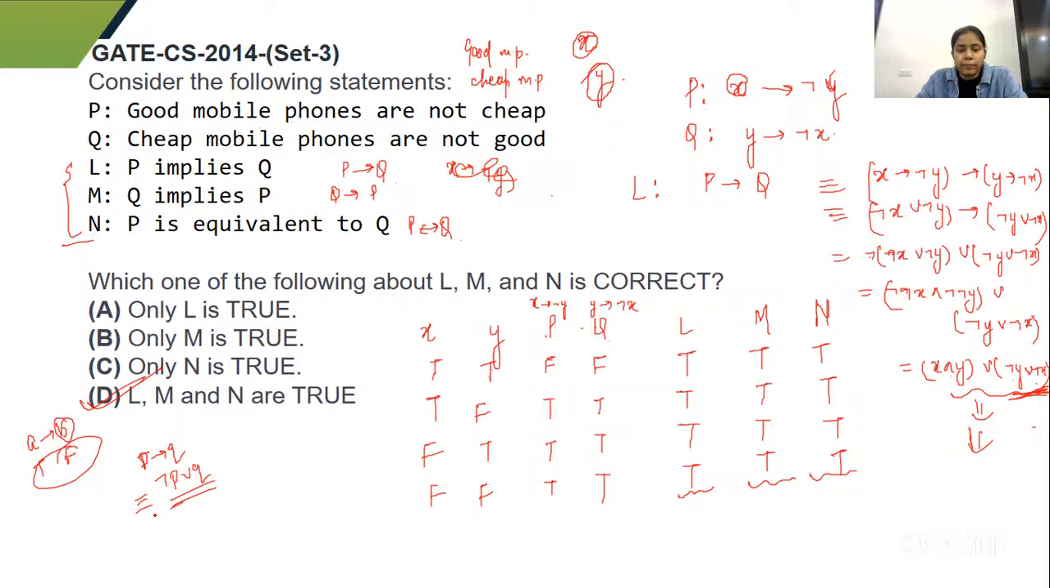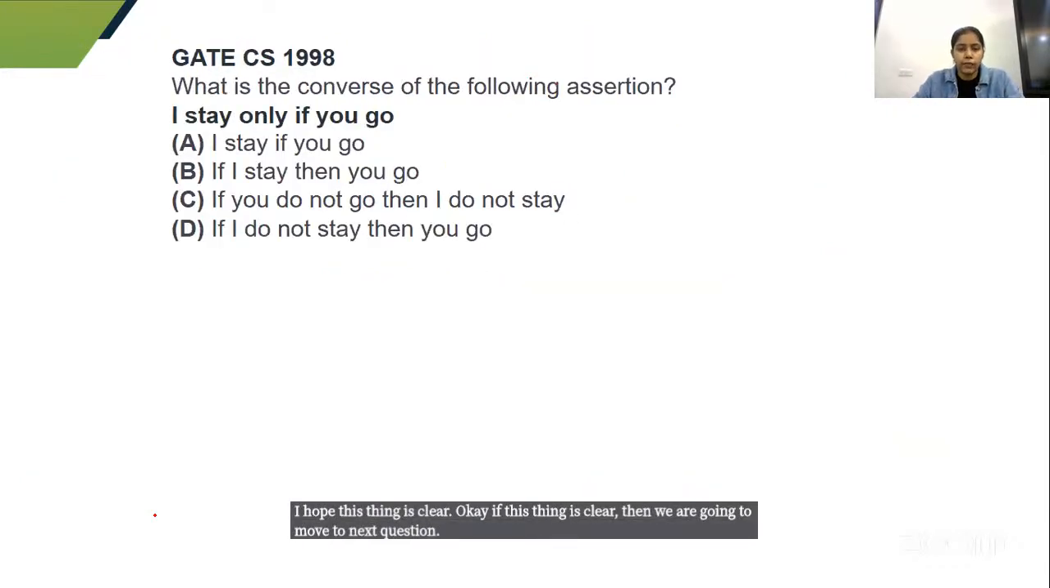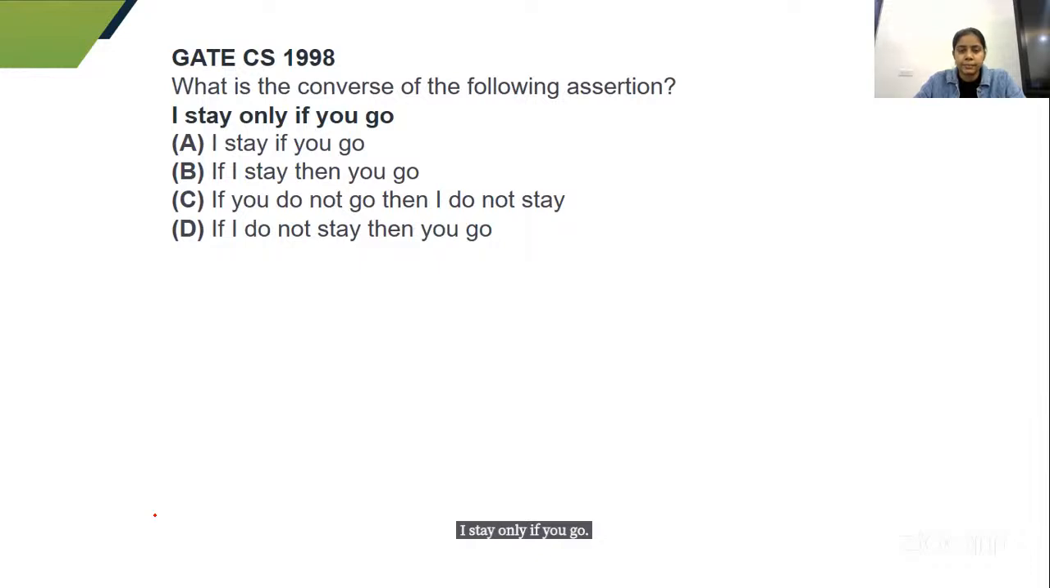Okay, if this is clear, then we are going to move to the next question. I stay only if you go. Just tell me, guys. Just try this question once, guys.